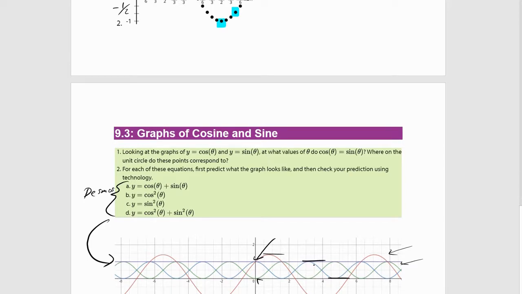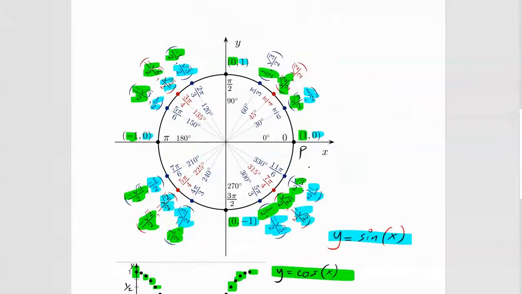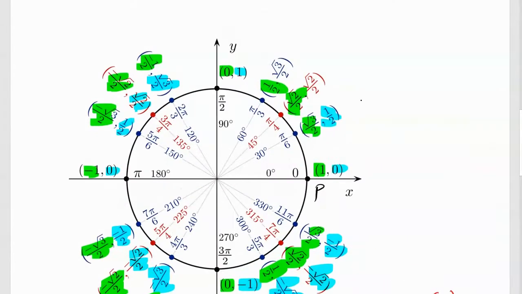They ask what values are there when cosine and sine are the same? If you look back up here at the unit circle, there are two possible answers. When is cosine theta going to be the same as sine theta? So when is your x and your y going to be the same?